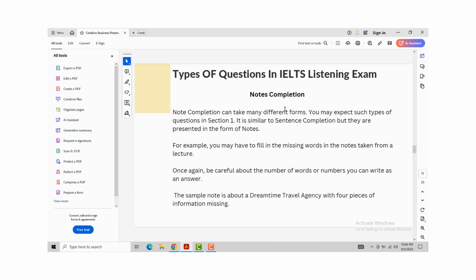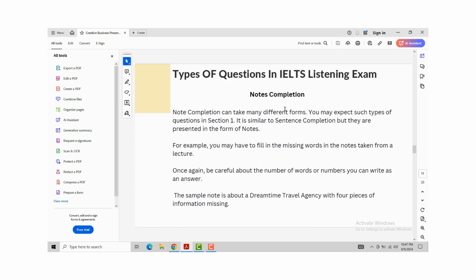For example, you may have to fill in the missing words in notes taken from a lecture, an introduction, a TV program, or a monologue, and you have to write the missing words to complete those notes. Once again, be careful about the number of words or numbers you can write as an answer. I cannot stress this point enough.